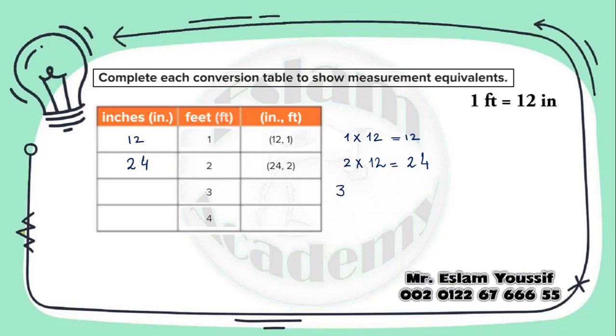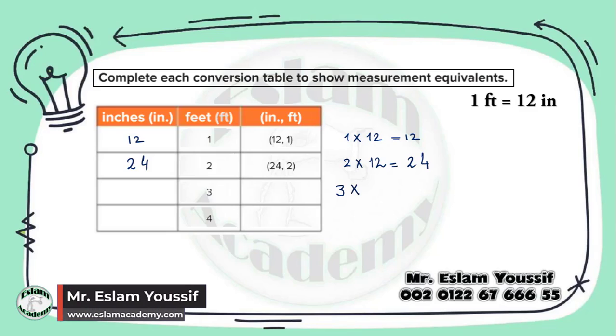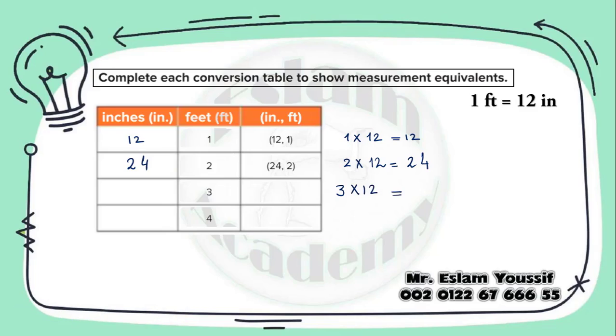Just write 3. From foot to inch, we just multiply. We will multiply it by 12, because we know that 1 foot is equal to 12 inches. So it will be equal: 3 times 2 equals 6, and 3 times 1 equals 3. So the answer will be 36. And the ordered pair: number 1, write the number of inches, which is 36. Number 2, write the number of feet, which is 3. So it will be 36 and 3.